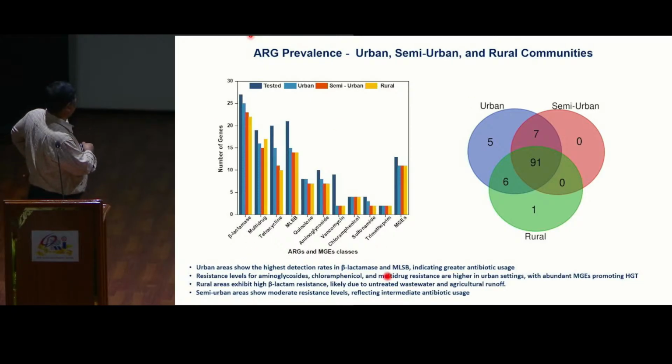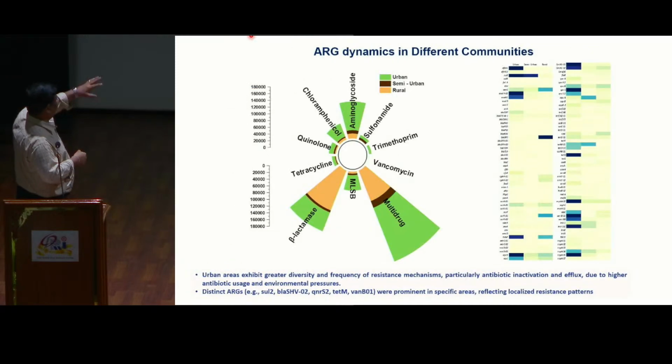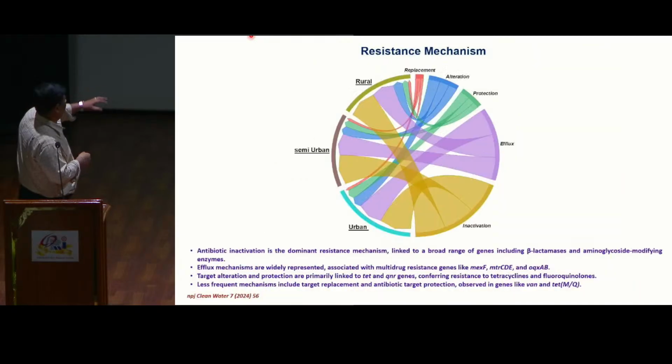Urban community has a lot of resistance, basically with beta-lactamase and MLSB, and rural communities only exhibited resistance to beta-lactamase. Semi-urban was moderate, but because the rural area uses less antibiotics, resistance was only observed for beta-lactamase. So these are the other versions of how it is varying, that I will not go into deep, and we also tried to look into the resistance mechanism with rural, semi-urban and urban. Here we can see that the efflux mechanism was more in either rural or urban, but inactivation is dominant in the other two.